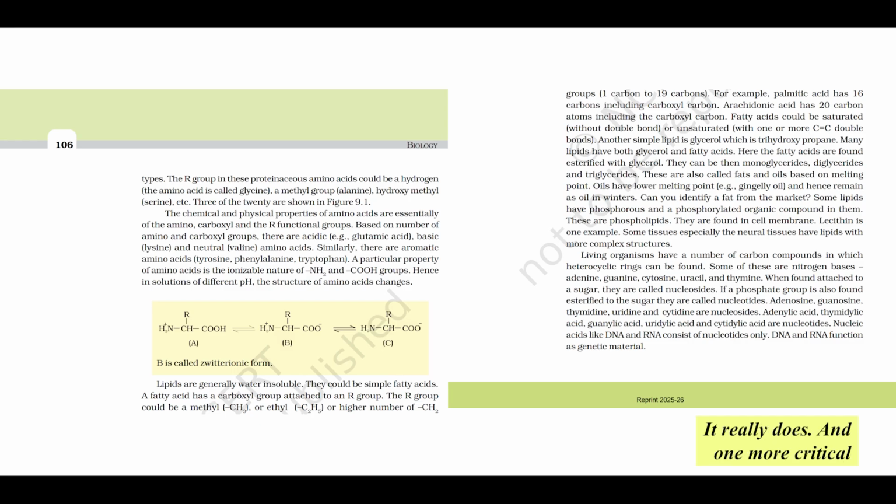It really does. And one more critical property often tested is the ionizable nature of the amino and carboxyl groups. Their charge can change depending on the pH of the solution they're in. Yes. And at a neutral pH, like inside our cells, they exist in a form called a zwitterion. In this form, the amino group picks up a proton, becoming NH3+, and the carboxyl group loses a proton, becoming COO-. So the molecule has both a positive and a negative charge simultaneously, but the overall net charge is neutral. This zwitterionic property is fundamental to how proteins fold and function.